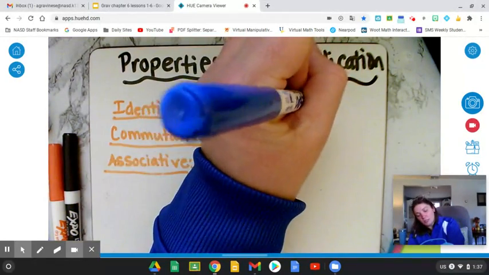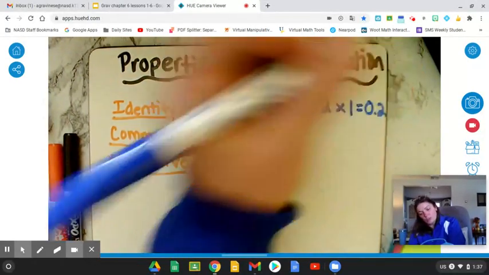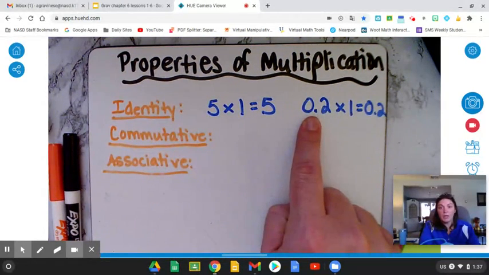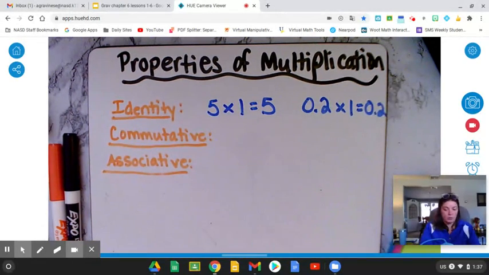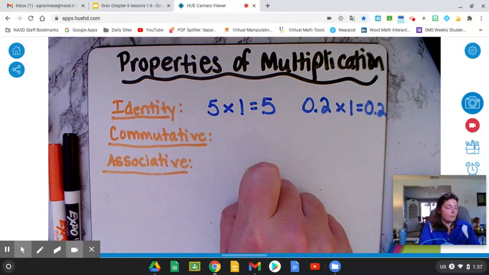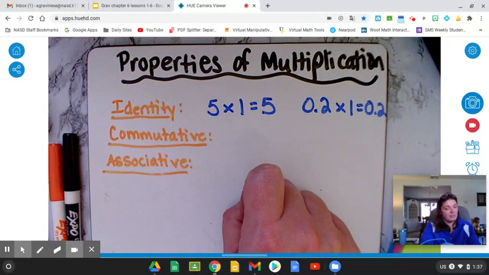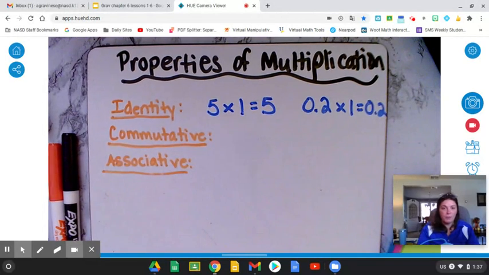We could see this in 0.2 times 1 equals 0.2. Remember, 0.2 is read as 0 and 2/10 times 1 equals 0 and 2/10. So any number times 1 is that other number. And there is an exception, and that exception is 0, because any number times 0 is 0. Okay, so any number that's not 0 times 1 is that other number. That is called the identity property.